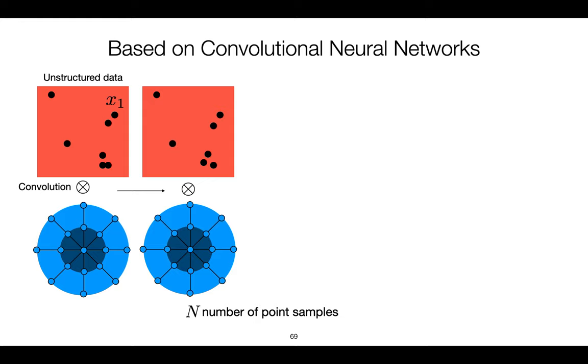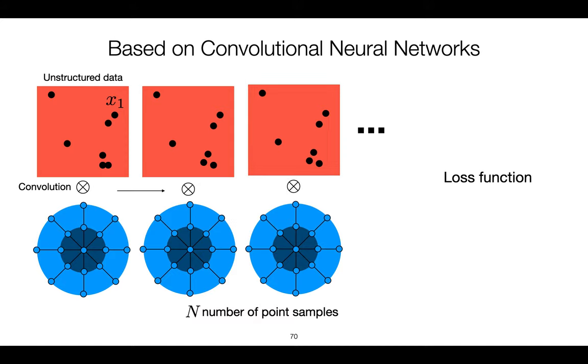So as you keep performing these convolutions over time, the points are going far. If they are too close, they will go far. If they are too far, they will start uniformly filling the space. But this all depends on how they are guided, and that guidance comes from the loss function.